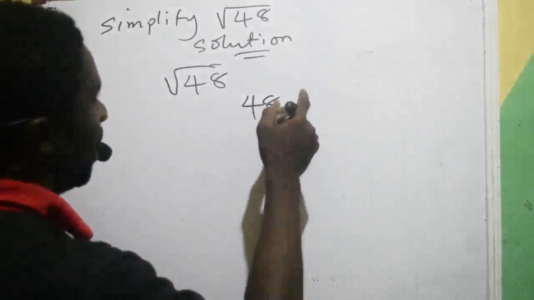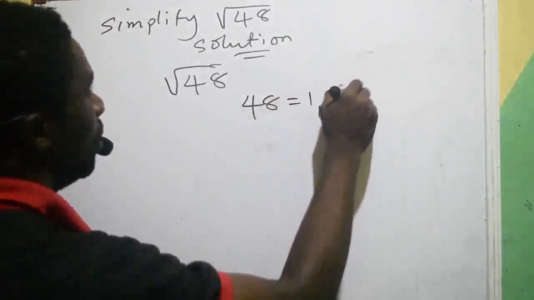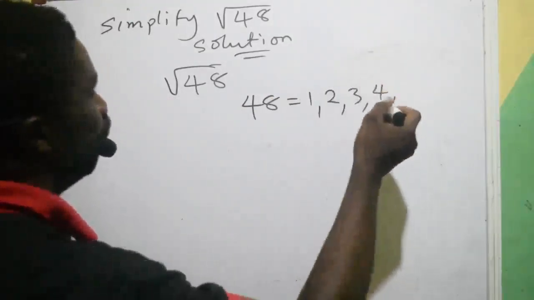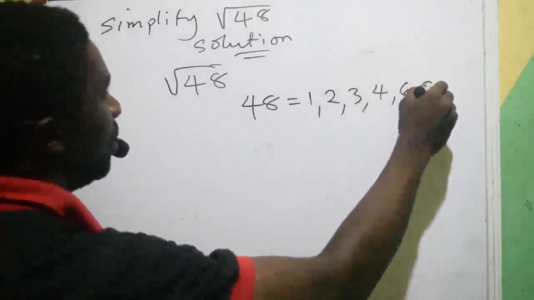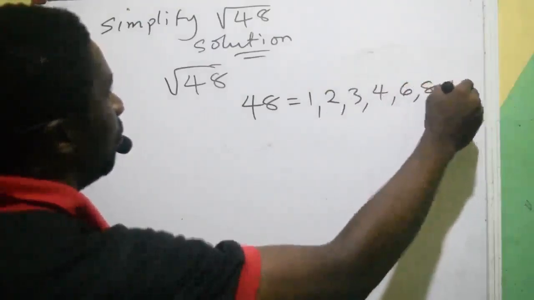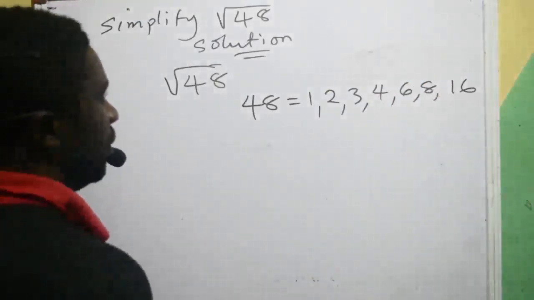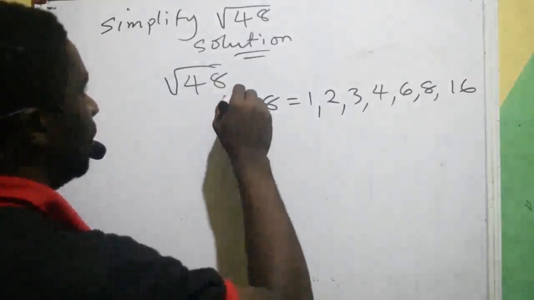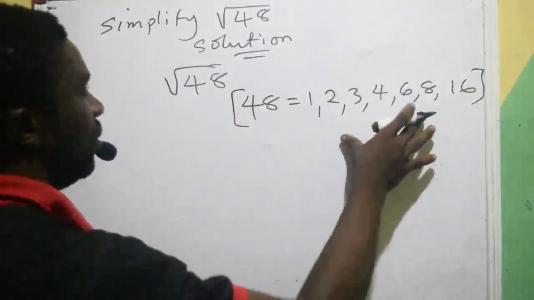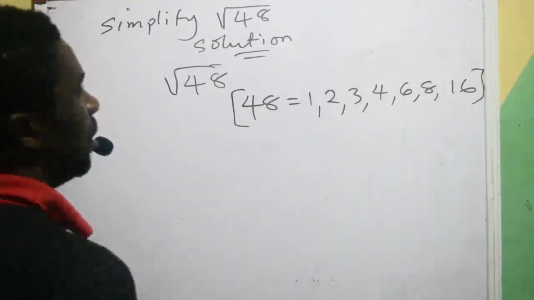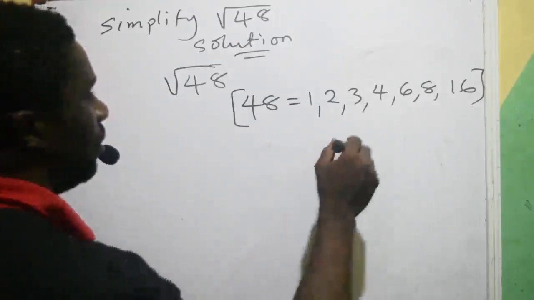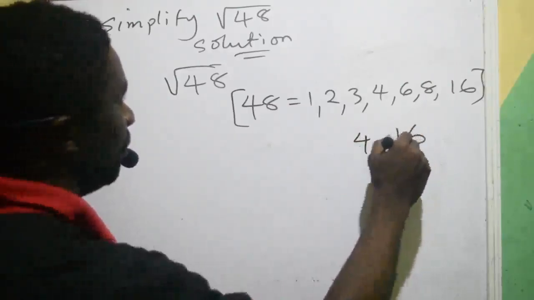So the factors of this will be 1, 2, 3, 4, 6, 8, 16. So these are the factors of 48. Now, in the list given to you here, find out the perfect squares there. The two perfect squares here are 4 and 16.